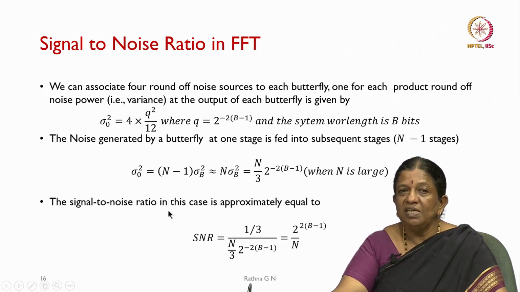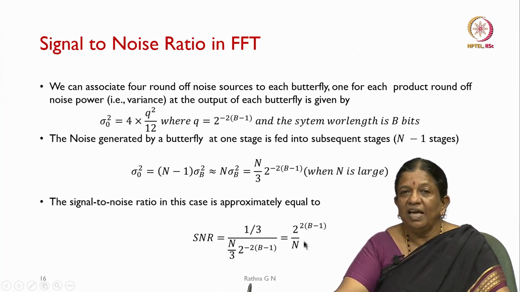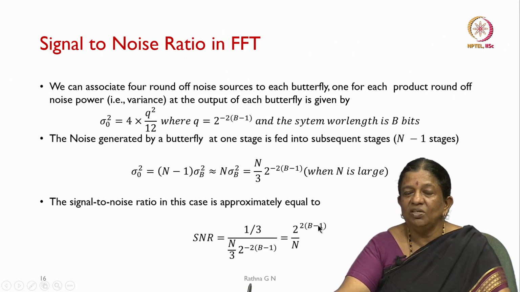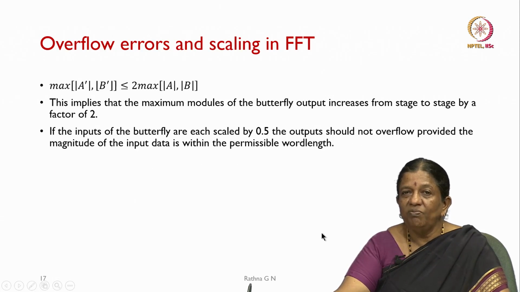And then we have signal to noise ratio, which in this case is approximately given by this equation, that is 2 by n to the power of 2b minus 1. So, the signal to noise ratio is inversely proportional to n and directly proportional to the number of bits. As you can see, n is in the denominator and b is in the numerator. So, that is how by increasing 1 bit you can nullify whatever signal to noise ratio you want to get.